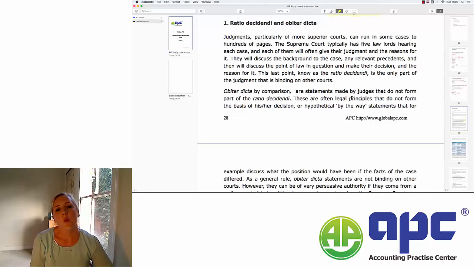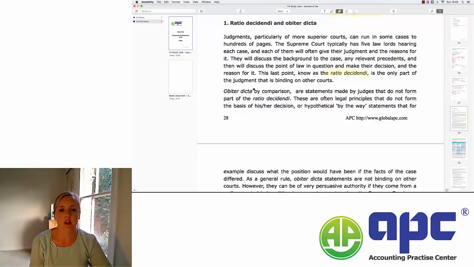So it's not all of this judgment that becomes binding on a court in the future. It is only the reason for their decision, the point of law of the case, that is binding. And this is what is the ratio decidendi of the case. So the point of law in all these pages and pages of judgment is the only part of it that will be binding on future courts.